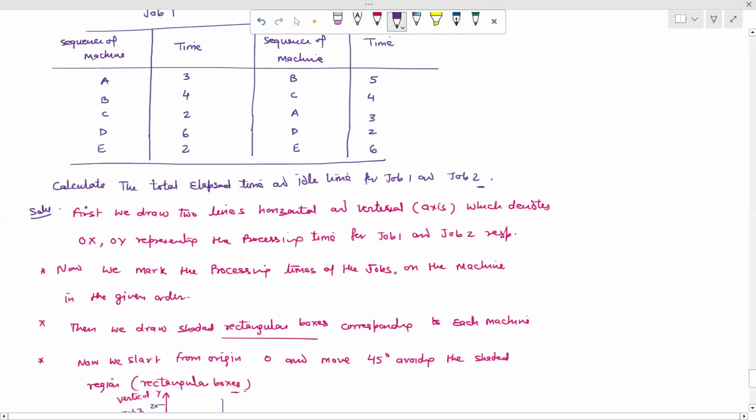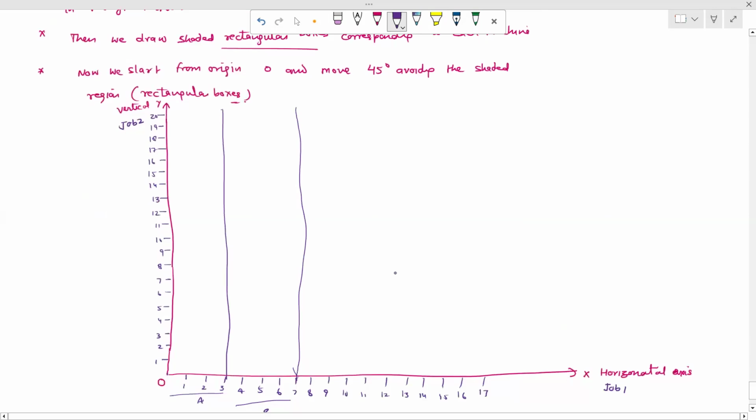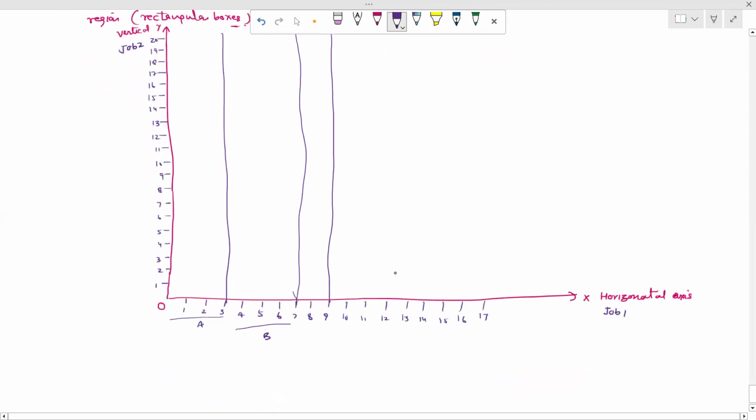Now for machine B, we have 4. So 3 plus 4 is 7, and we draw the line parallel to the Y-axis at 7. This is for machine B. Next we have 2 for machine C, so we draw the line at 9. From 7 to 9 is for machine C.